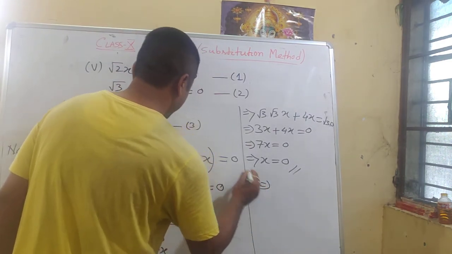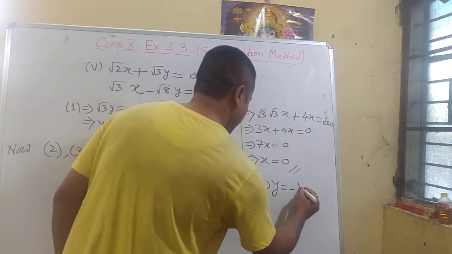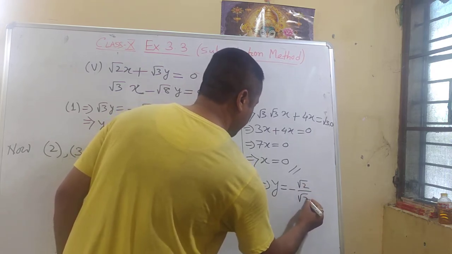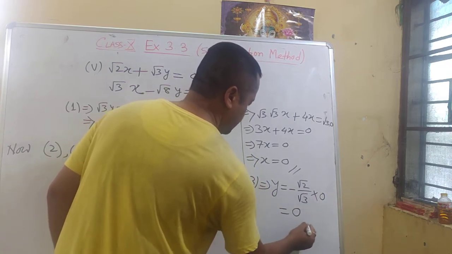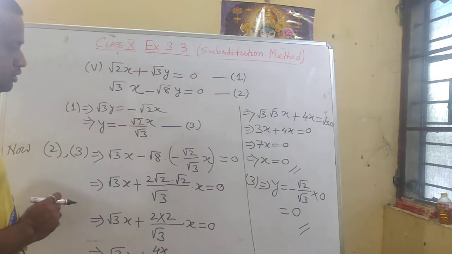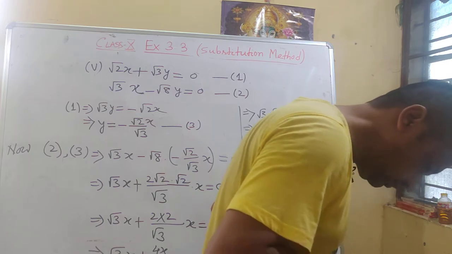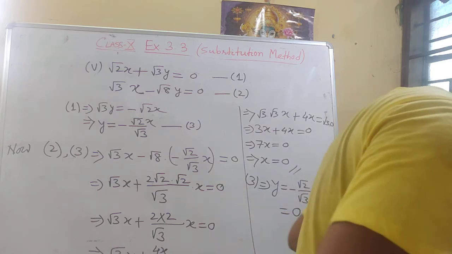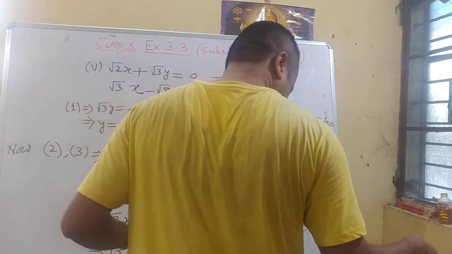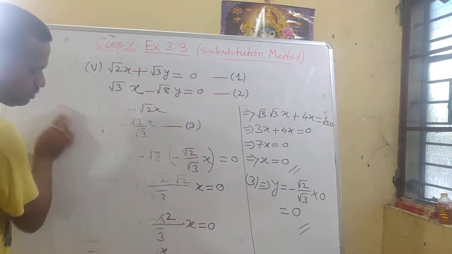Equation number 3 implies y is equal to minus root 2 divided by root 3 into x, and x is equal to 0. So this is 0. So x is equal to 0 and y is also equal to 0. So these are the solutions. So here it is also the substitution method.